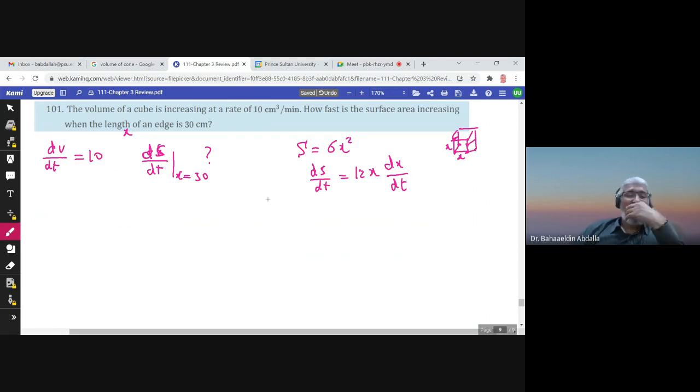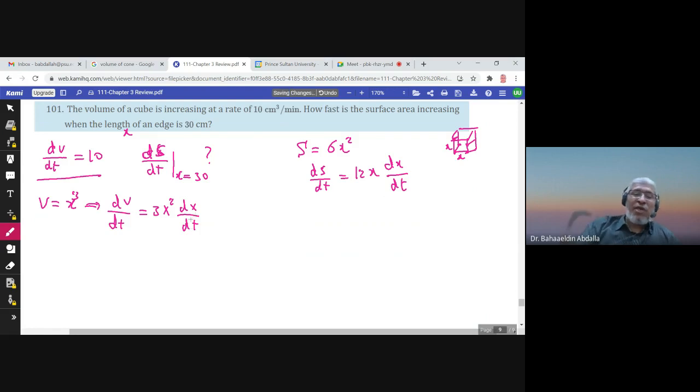How can I find dx by dt? I need to use this information. He said that the volume dV by dt is 10. So is there a relation? What is the volume? Well, the volume of the cube is x cubed, x times x times x. So dV by dt would be equal to 3x squared times dx by dt. Oh, so dx by dt is here.